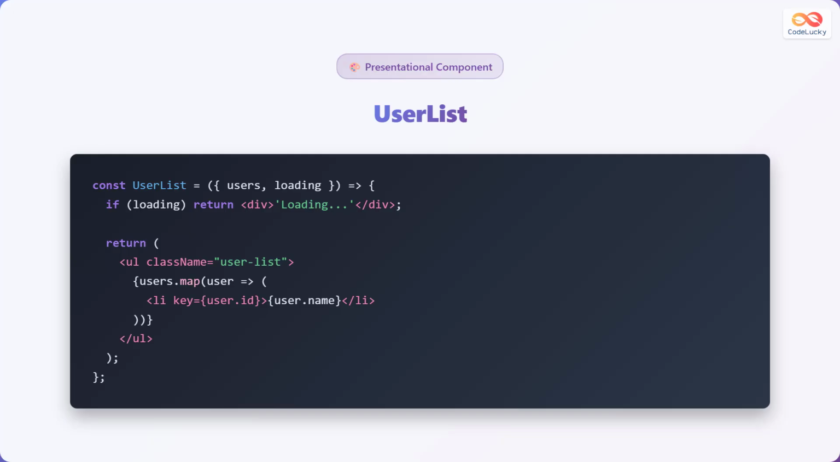Here's an example of a presentational component called user_list. This component receives users and loading as props. If loading is true, it displays loading. Otherwise, it renders an unordered list of user names.